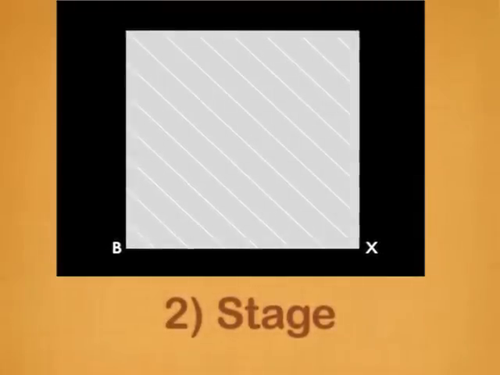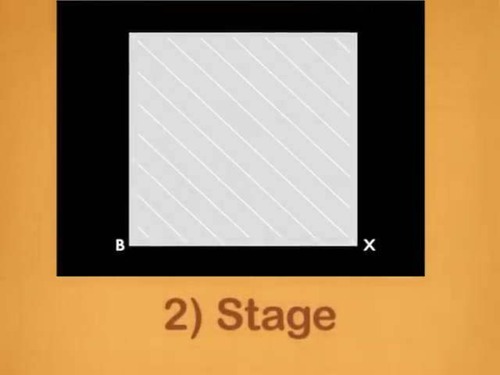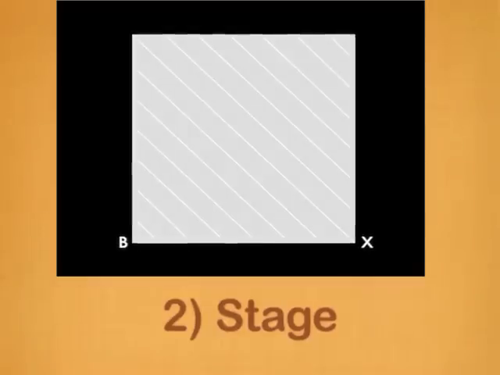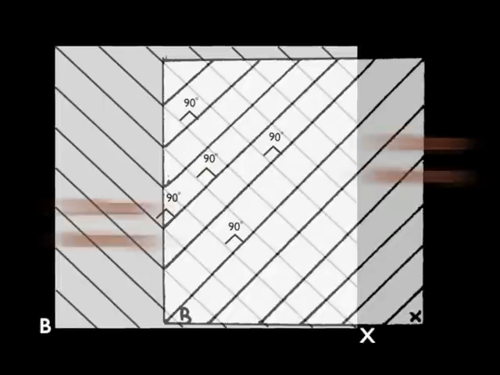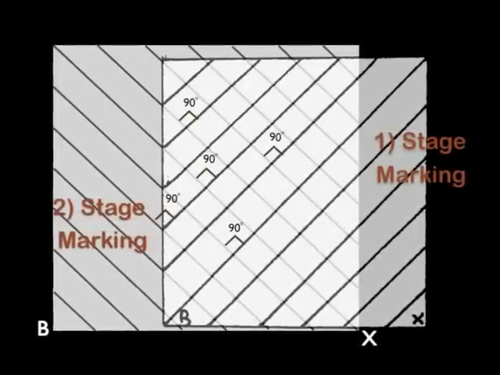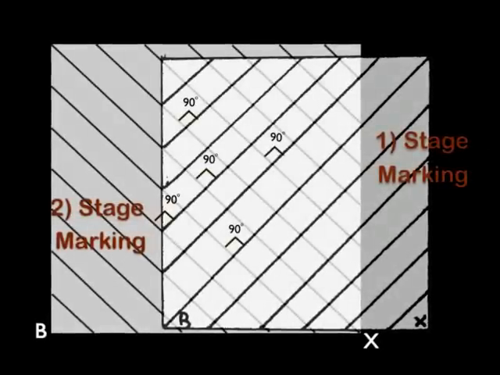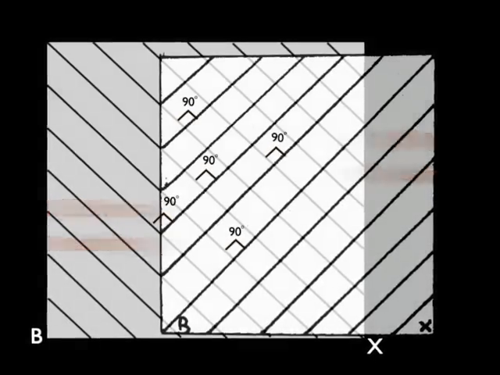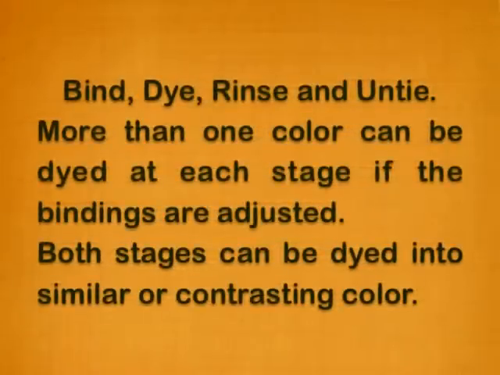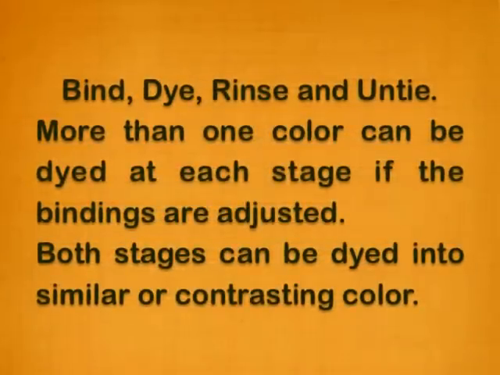Second, stage 2 is a repetition of the first, except that the parallel lines are ruled from corner B instead of X. This means that they are at right angle to the previous set of lines. Crease and fold into pleats, bind, dye, rinse, dry and untie.